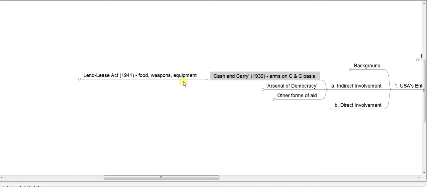Compared to the cash and carry policy, the Lend-Lease Act was a lot more generous. The British and the USSR did not need to pay upfront. They could actually borrow these resources. They didn't have to pay upfront, and the USA was willing to provide transport of these goods over to the recipients. So it's a much more generous policy than the cash and carry policy.